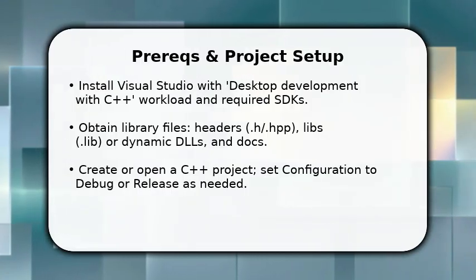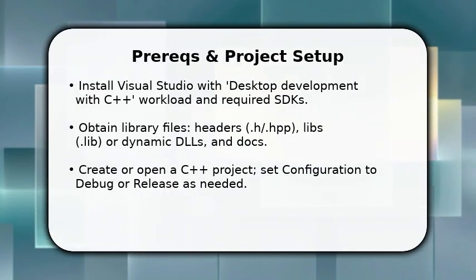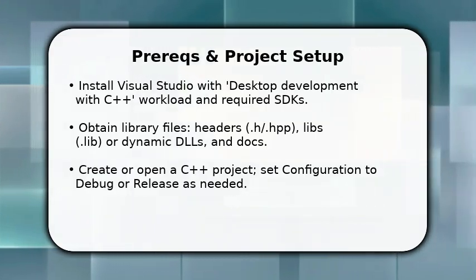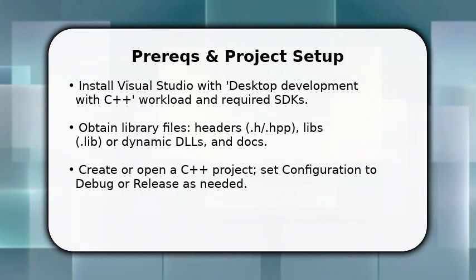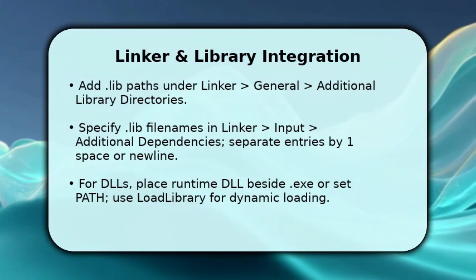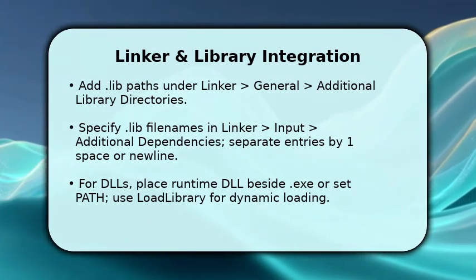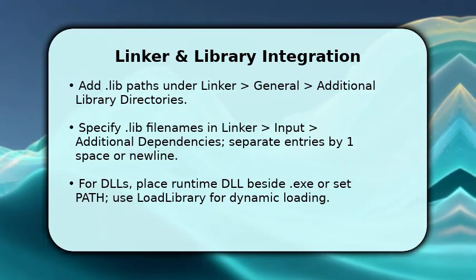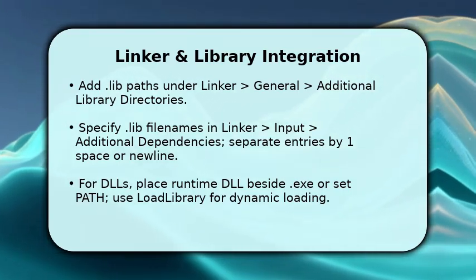Make sure to pick the correct configuration and platform at the top of the Properties window so changes apply where you intend. Once include paths are set, configure the linker so it can resolve symbols. Go to Project Properties, Linker, add the directory with lib files, then list the lib names under Additional Dependencies. If the library is header only, you can skip linking.